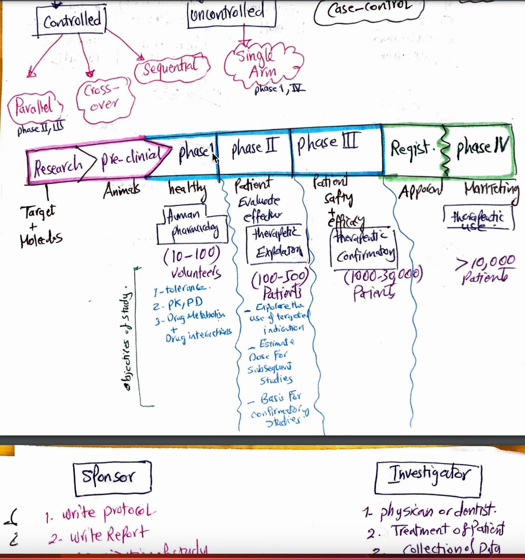Phase 2, phase 3, that means we start to go to the patients. So phase 2 starts with patients, and we call it exploratory therapeutic, or therapeutic exploratory. That means now we give the drug to the patient, and we want to know how it really affects the patient and how it affects the disease. And usually the number is 100 to 500 patients, and remember, phase 2 is patients.